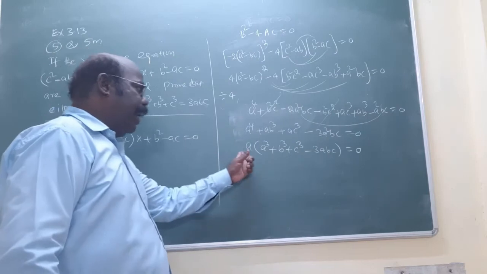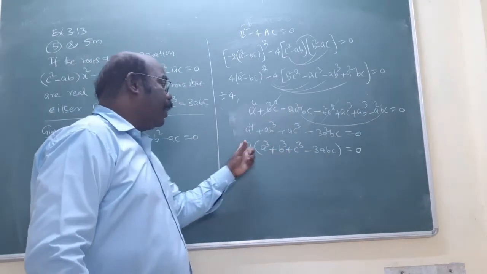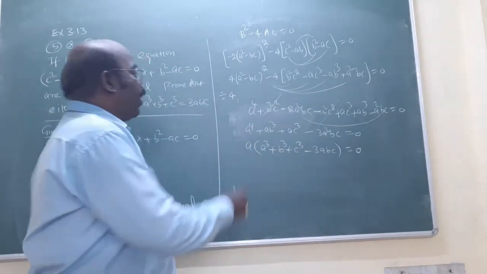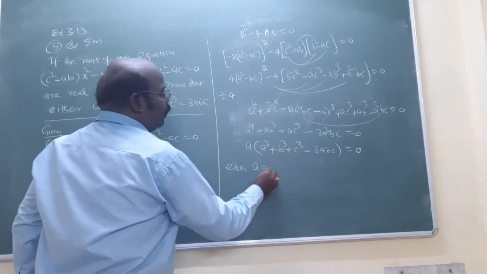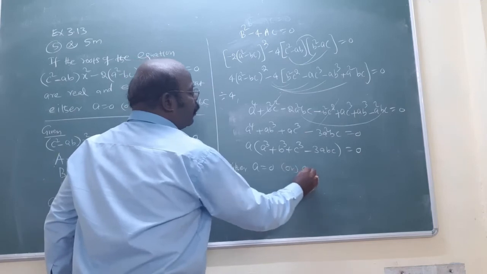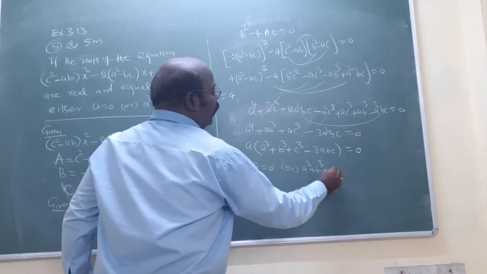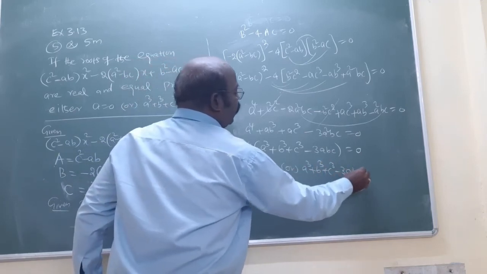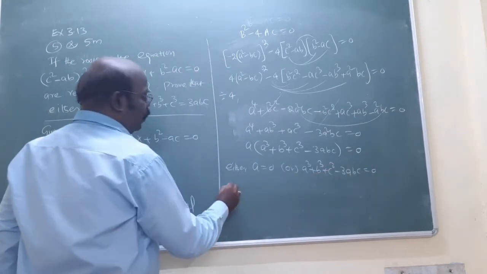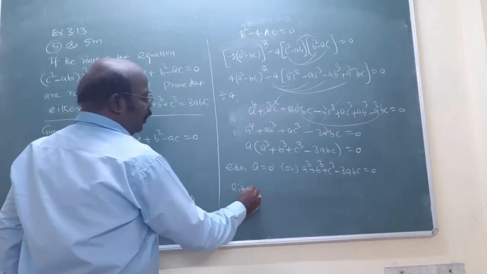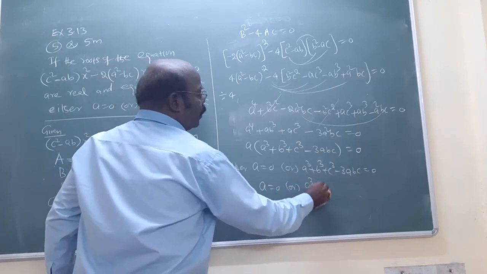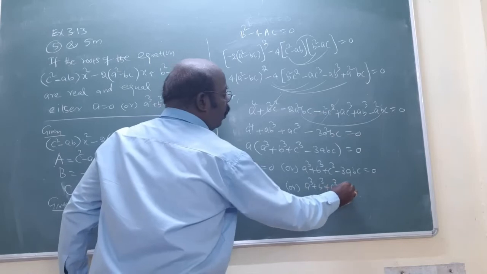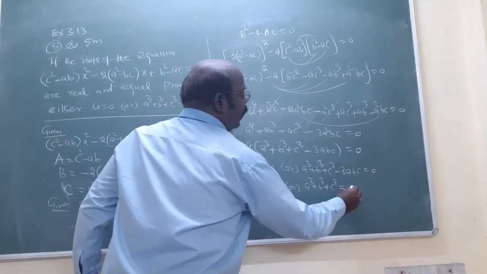Already we know A into something, that is the product of A into this one. Product of two terms is zero means either the first term is 0 or the second is what? A³ plus B³ plus C³ minus 3ABC equals 0. That is the answer. Therefore, either A equals 0 or A³ plus B³ plus C³ equals 3ABC.